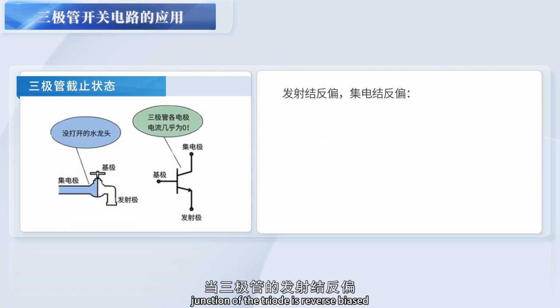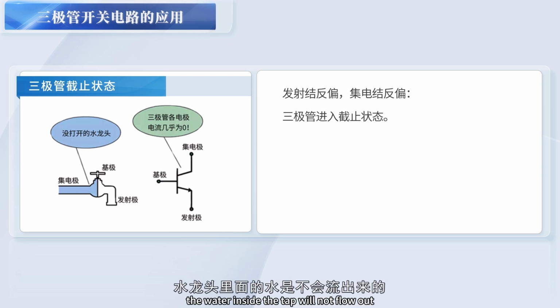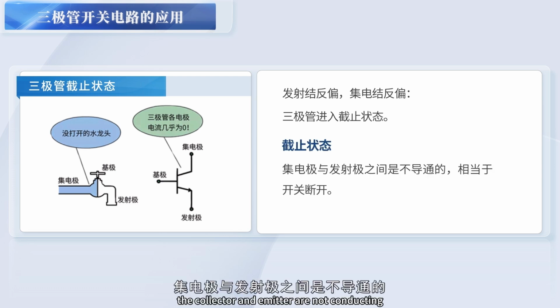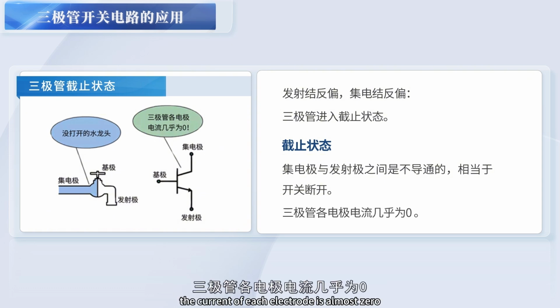When the emitter junction of the triode is reverse biased and the collector junction is reverse biased, the triode enters the cut-off state. This is like a faucet that is not turned on. The water inside the tap will not flow out, as shown in the figure. In the cut-off state, the collector and emitter are not conducting, which is equivalent to a switch being turned off. At this time, the current of each electrode is almost zero.